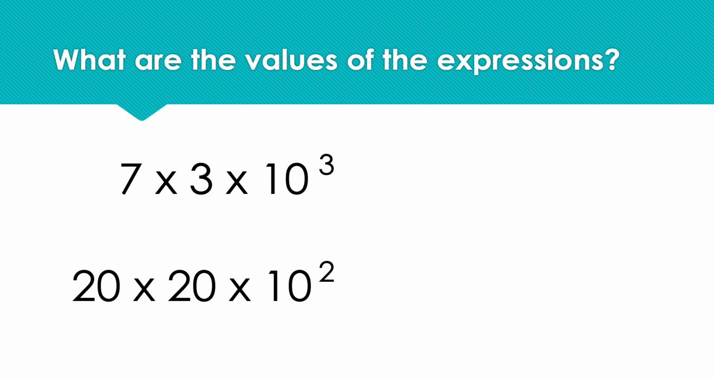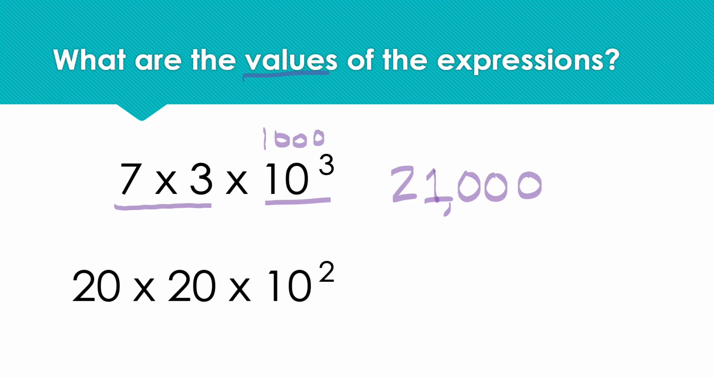I know this question here, the first one, because I'm being asked what's the value of this expression. Well, this expression started with 7 times 3, which is 21. And then I'm going to multiply that by 10 to the third power. 10 to the third power would have 3 zeros, 1, 2, 3, which works perfectly because this actually is 1,000, and that's 21 times 1,000, which is 21,000.